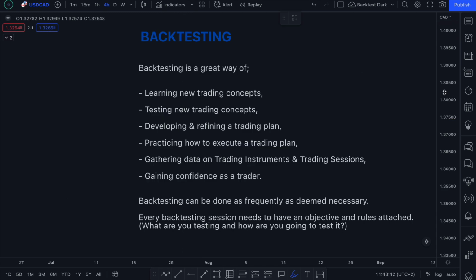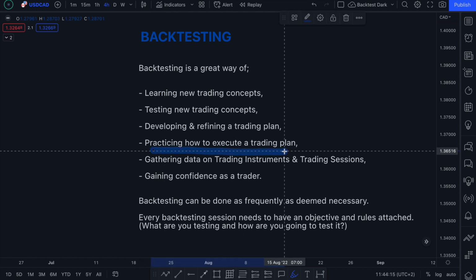So when we talk about backtesting, right, what exactly is backtesting? Essentially, backtesting is a great way of learning new trading concepts and testing those new trading concepts. It's a great way of developing and refining a trading plan, practicing how to execute that trading plan as well. Because once you have written out a trading plan, once you have come up with an approach to how you want to execute trades in the market, you write that down and then you need to go ahead and you need to practice how to execute that trading plan.